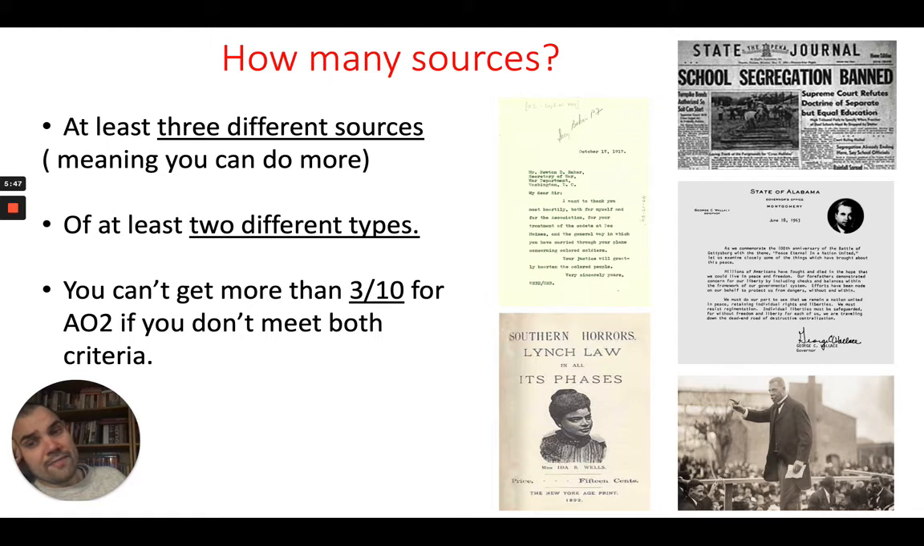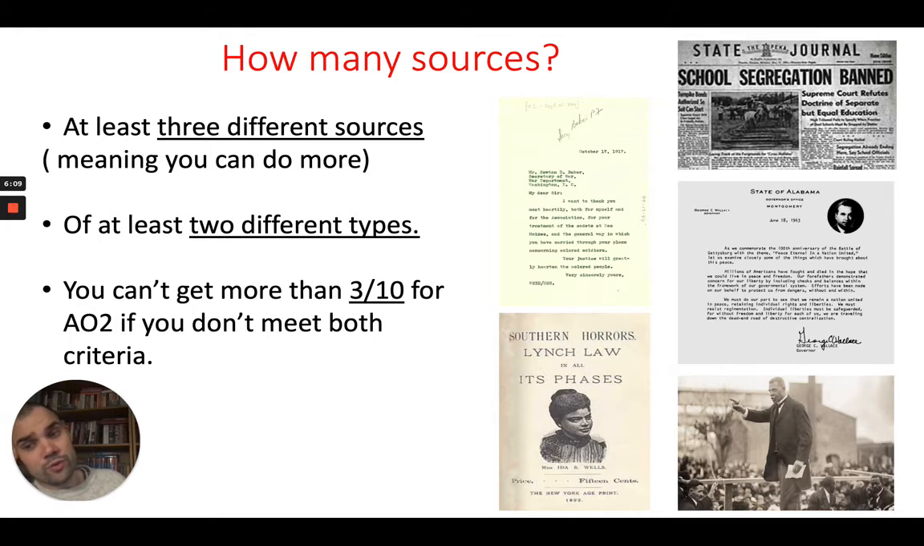course of your NEA. Now, they're very, very strict about the fact that if you don't meet those 2 criteria, the highest mark you can get for AO2 is 3 out of 10. So if you, for example, had 3 sources, but they were only of one type, max 3 out of 10. And then likewise, if you had 2 different types of sources, but there were only 2 sources in total, that would also only be 3 out of 10.